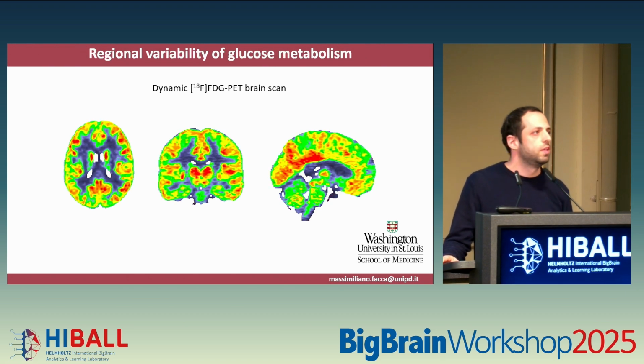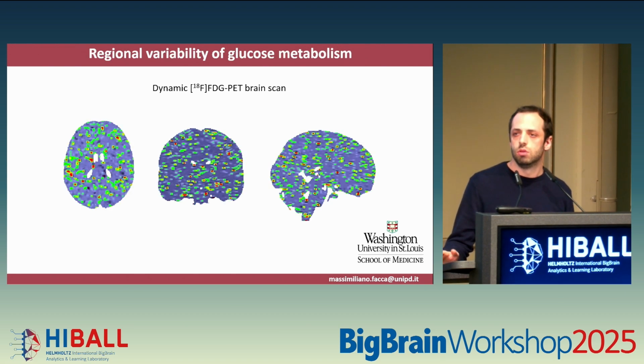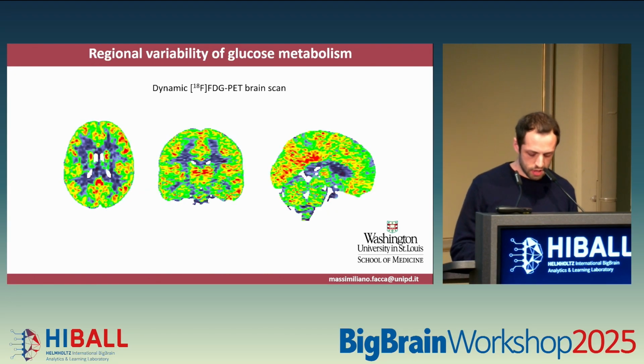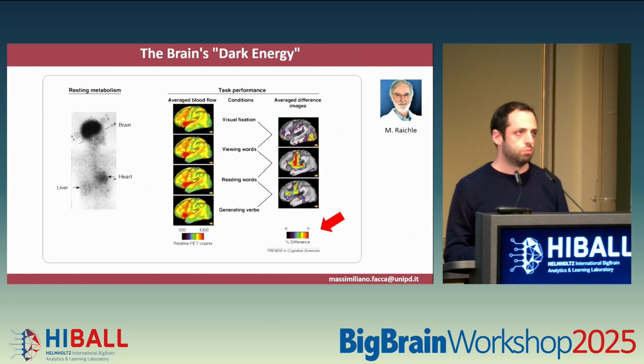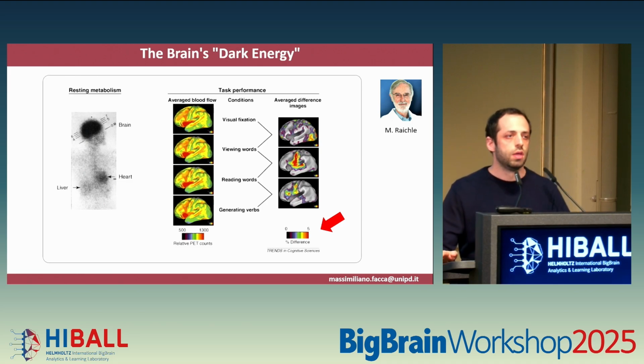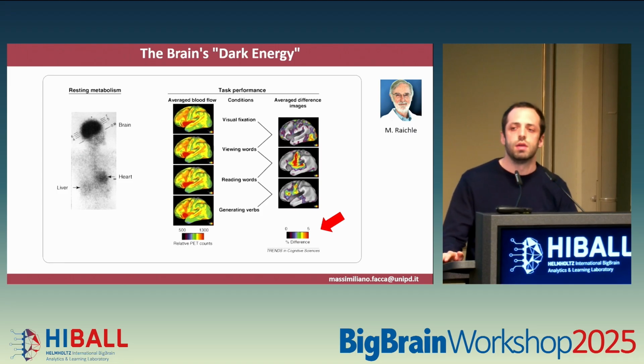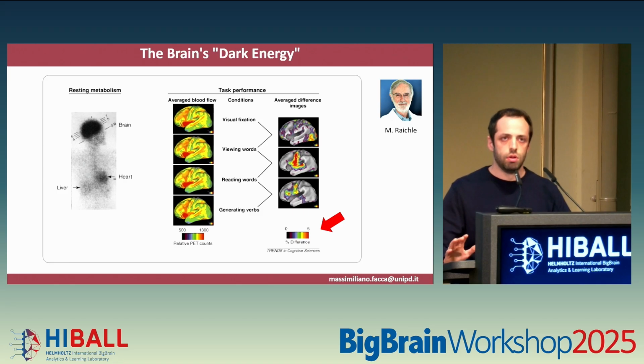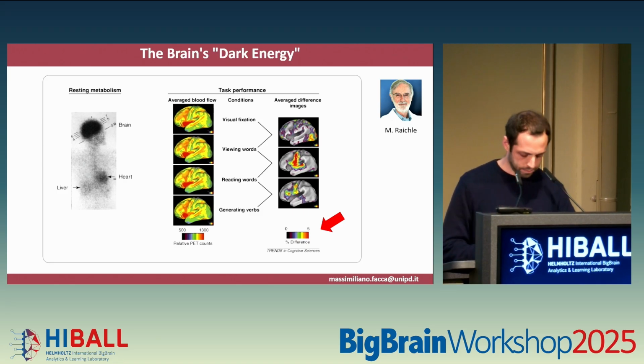Even more paradoxical than the size-to-energy ratio I told you about in the previous slide is that most of this energy is being consumed at rest, such that performing specific tasks like providing motor responses or perceiving visual stimuli, like reading sentences, only increases local energy use by up to 5%, so very little. And that's the so-called brain dark energy. So most of this is being consumed at rest.